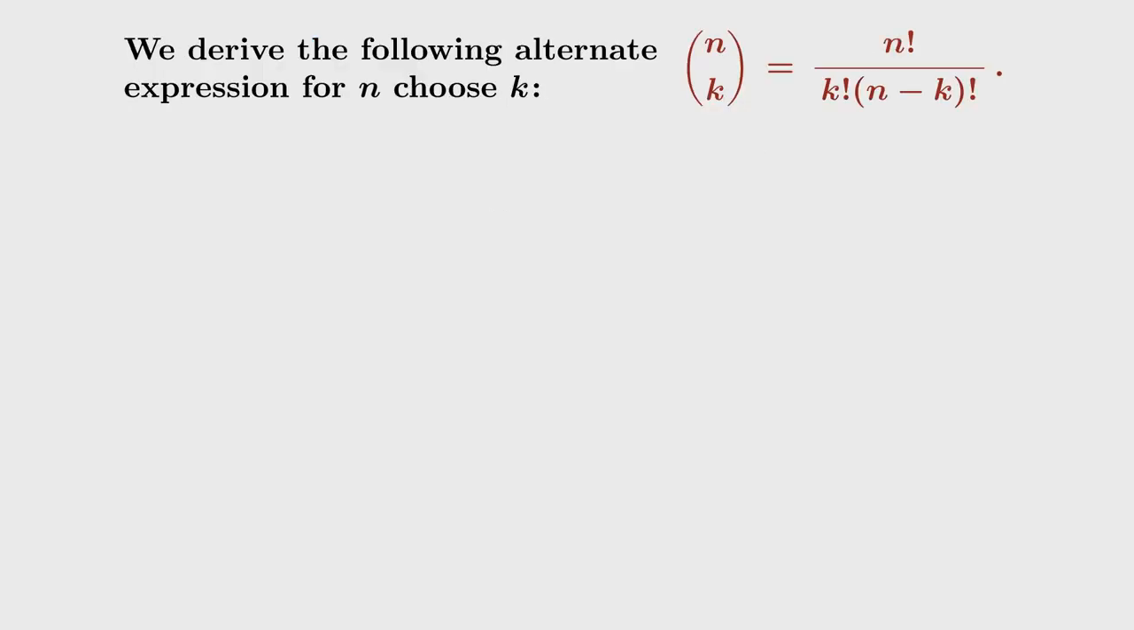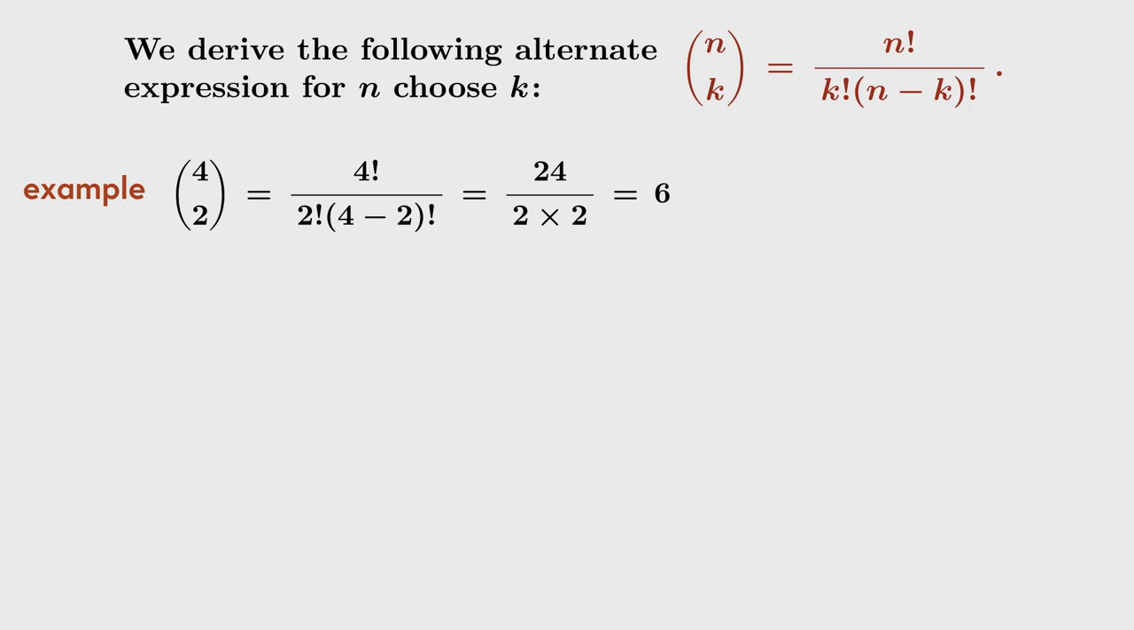Given this factorial notation, we have the following compact formula for the number n choose k. It's n factorial divided by k factorial times n minus k factorial. For example, 4 choose 2, if one works it out, turns out to be 6. Is that correct? Are there 6 ways to choose two objects from a group of 4 objects?